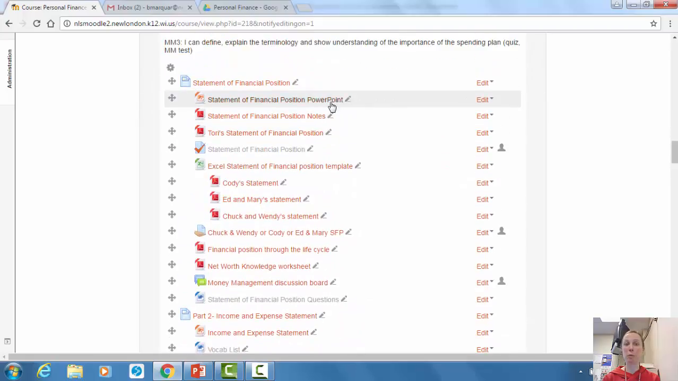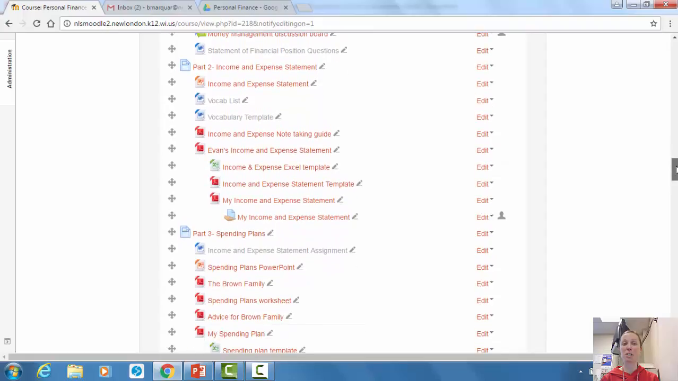Right here, I'm going to be going through the PowerPoint. The note-taking guide is right here, and you'll also need Tori's statement of financial position. Part 2 is the income and expense statement, which we'll cover after the statement of financial position. That will also have a note-taking guide and some information for you. And then the spending plan PowerPoint and then information from there.